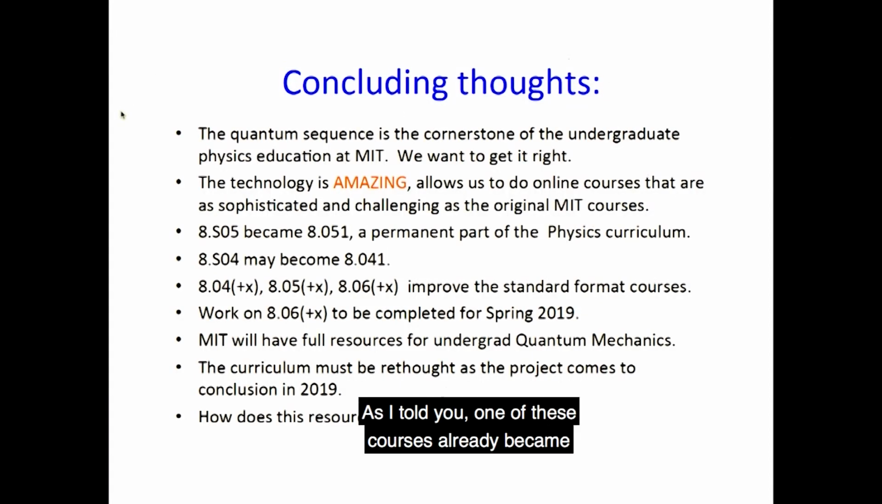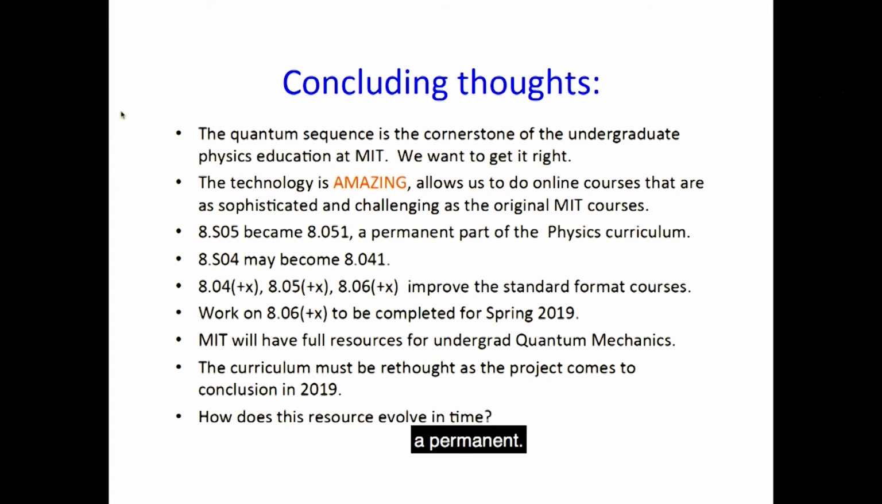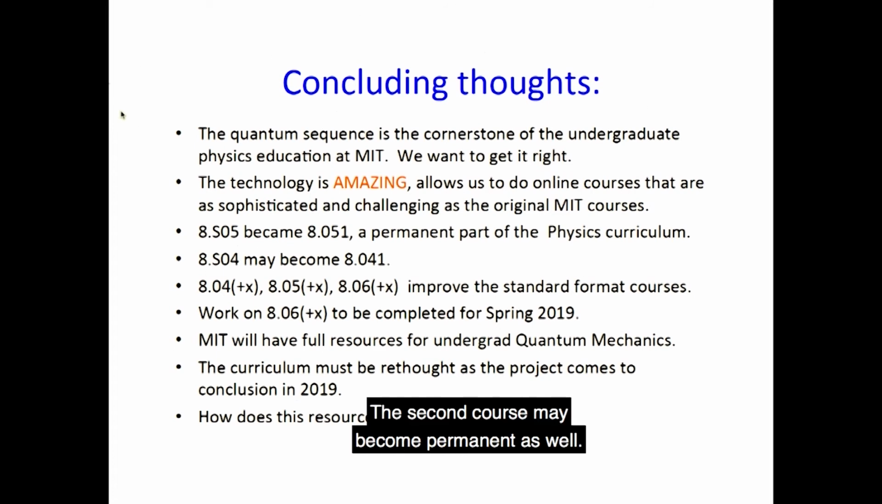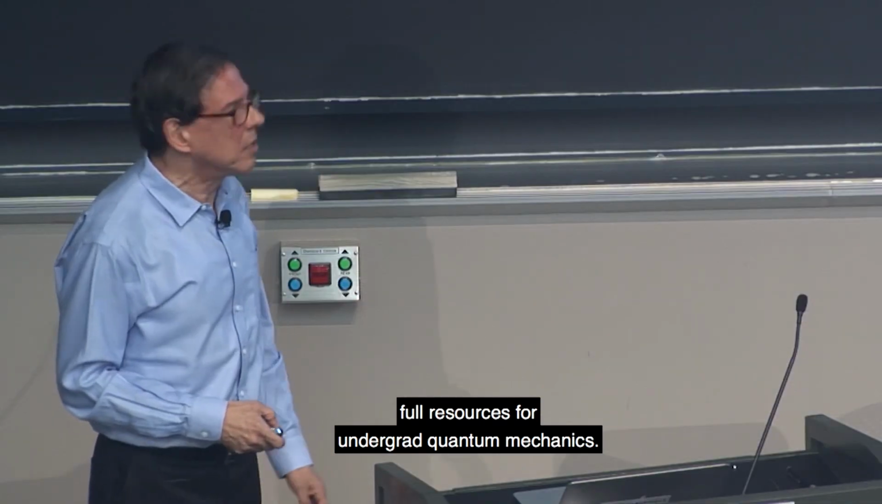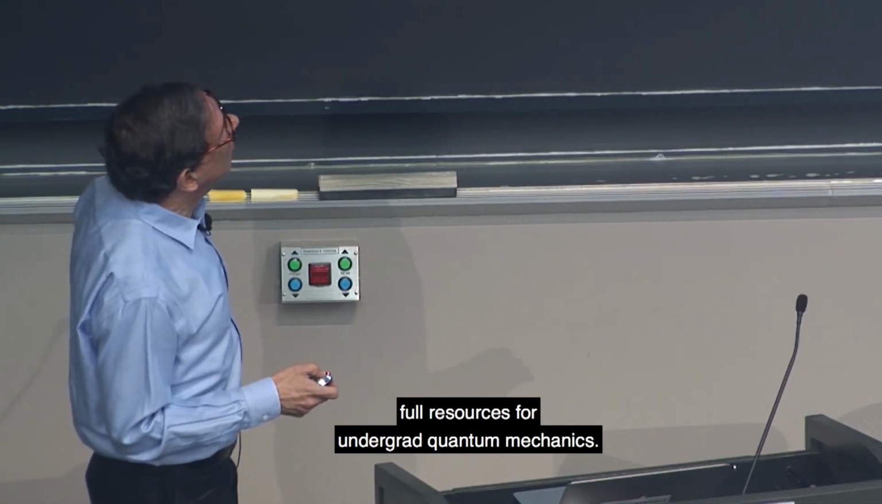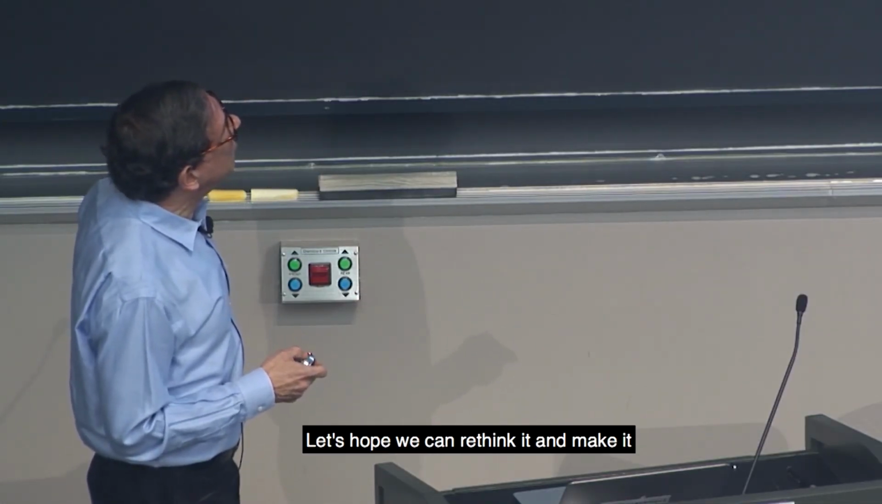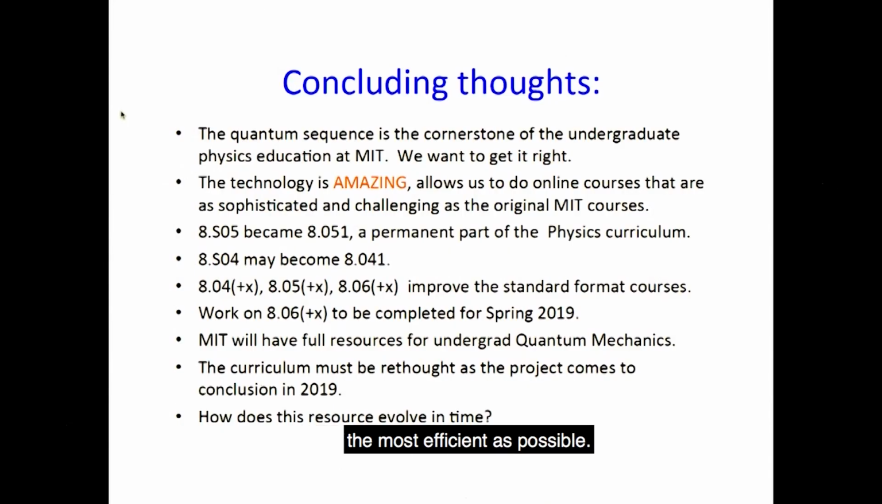As I told you, one of these courses already became permanent. The second course may become permanent as well. And we think that the online tools will help the conventional courses. We will finish this sequence in 2019, and MIT will have full resources for undergraduate quantum mechanics. Let's hope we can rethink it and make it as efficient as possible.